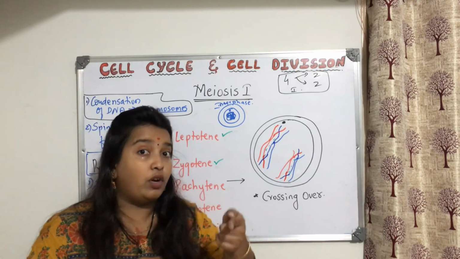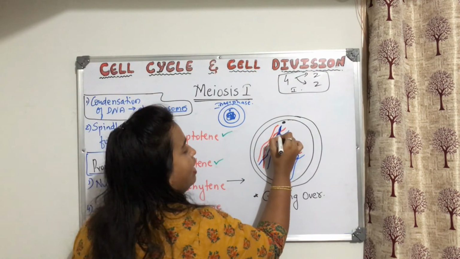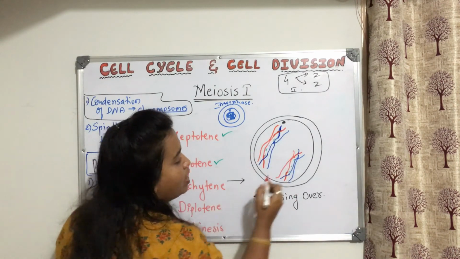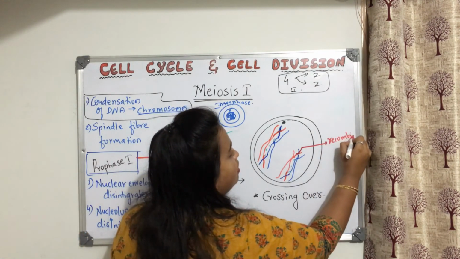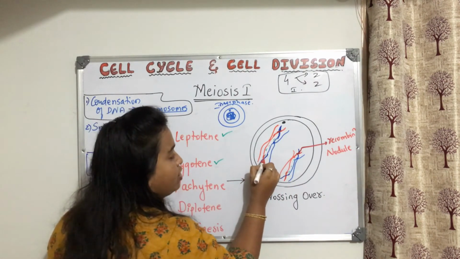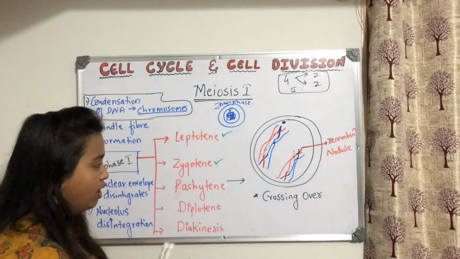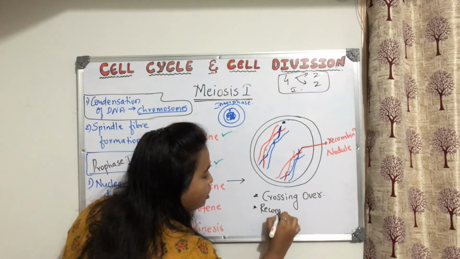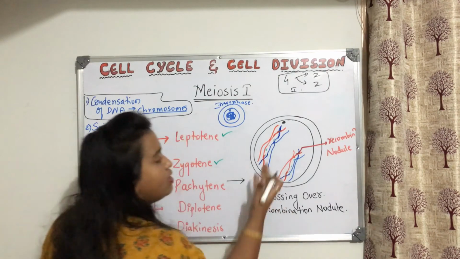This crossing over leads to what? When they cross, you can see a thick area. Wherever they have crossed, there you will find this thick area. So this thick area is called a recombination nodule. Because the two fragments have crossed here, this area looks very thick and that is called a recombination nodule. So another important point in pachytene is that you will find recombination nodules.